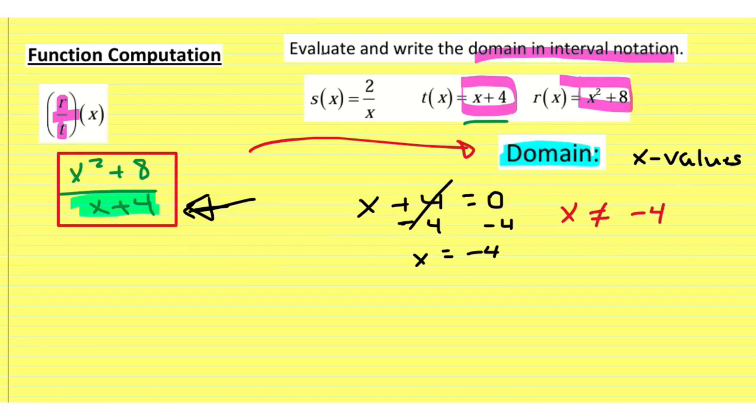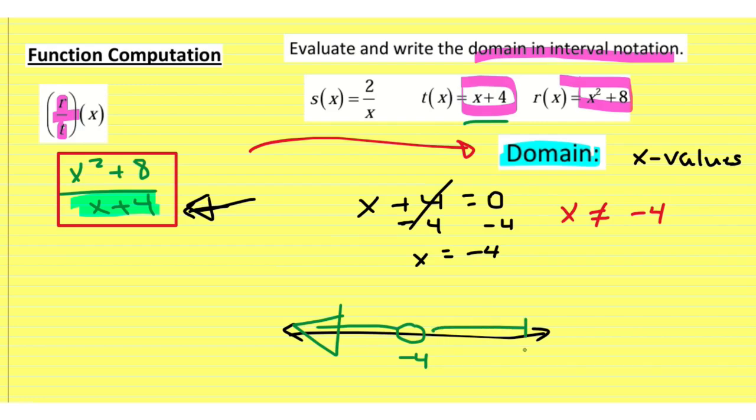So if we were to draw that on a number line, which we can do, and sometimes it helps us to think about it. If I've got a negative 4 on my number line, and it cannot be equal to negative 4, it means open circle, but it could exist on this side of negative 4, and it could also exist on this side of negative 4. This kind of helps us to write our domain in terms of interval notation.